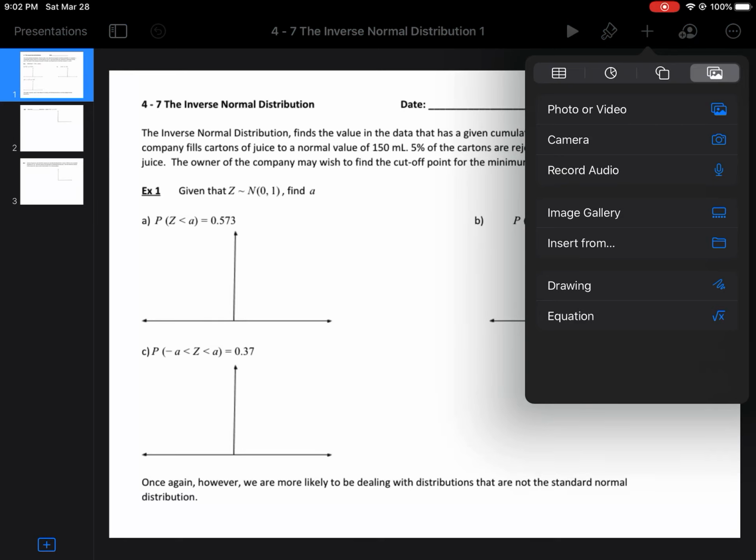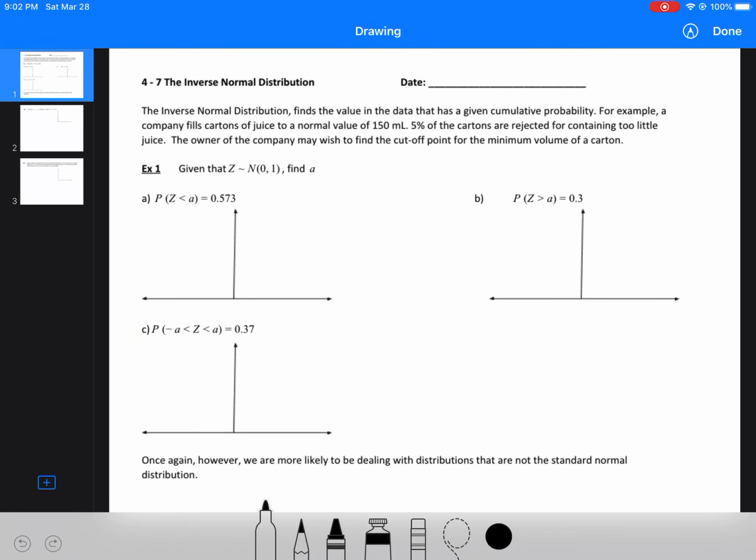The topic of this video is the inverse normal distribution. What we were doing yesterday was finding out the area between a given interval. The inverse normal distribution finds the actual location on the x-axis. So we're looking for an x value as opposed to the area under the graph. So this is the inverse distribution.